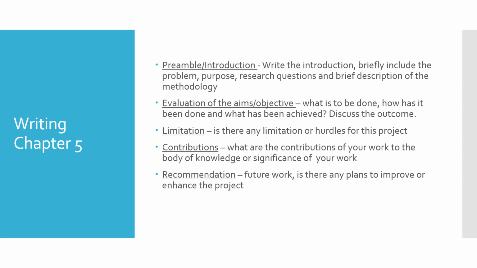And then the most important part for chapter 5 is the second point, that is the evaluation of the aims or the objective, the achievement of the objective. So what is to be done? What is your objective, and then how has it been done? You explain, and then what has been achieved. Let's say you have 3 objectives, so you need to separate the objectives. Objective 1, like I say in these slides, what is to be done, and then how has it been done, and what has been achieved, and you discuss the outcome.